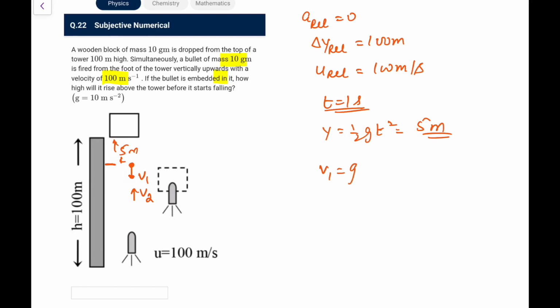So v1 is going to be gt, that is going to be 10 meter per second, and v2 is going to be u minus gt upwards, that would be 100 minus 10, that is going to be 90 meter per second upwards. So finally both will go up with, let's say, velocity v.